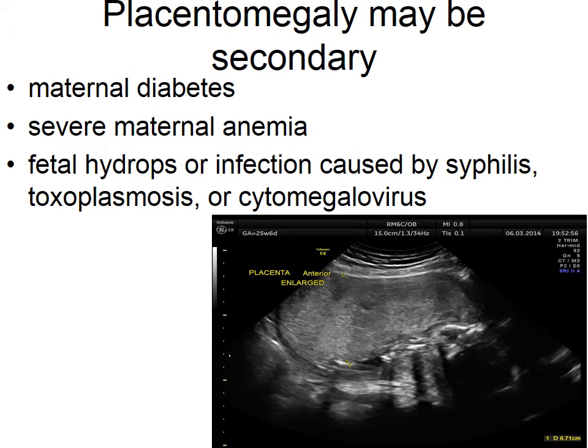These may be secondary to maternal diabetes or severe maternal anemia, or to fetal hydrops or infection caused by syphilis, toxoplasmosis, or cytomegalovirus. Less commonly, villi are enlarged and edematous and fetal parts are present, such as in cases of partial mole or a complete mole that coexists with a normal twin.